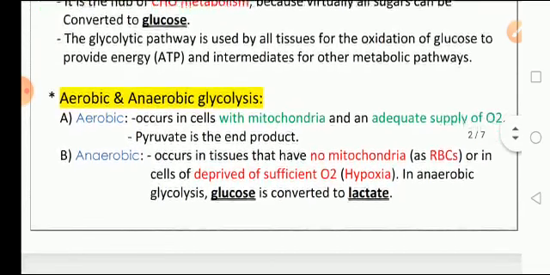The glycolytic pathway is used by all tissues for oxidation of glucose to provide ATP and intermediates for other metabolic pathways. As I said before, we oxidize or metabolize this glucose to provide ATP, which will be used by energy requiring processes.